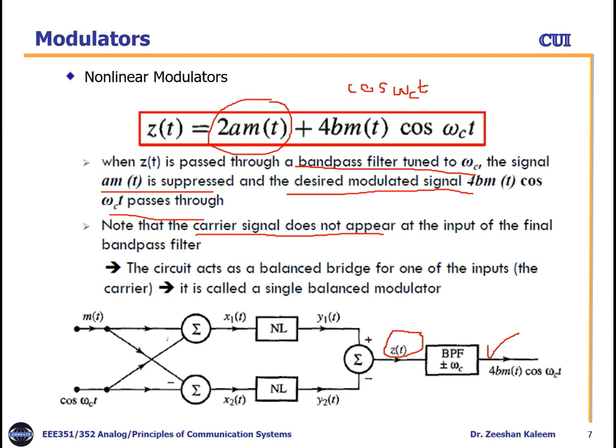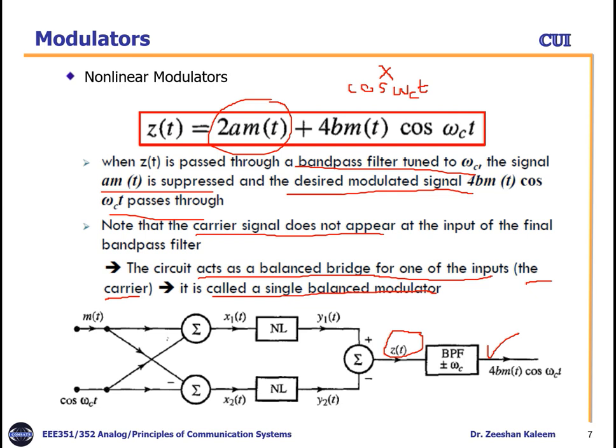So as cos omega c t does not appear in this Z(t) equation, this circuit acts as a balanced bridge for one of the inputs. When the input doesn't appear at the output, it is called a balanced bridge. But here it is balanced for one of the inputs, which is the carrier, because here the carrier doesn't appear at the input of the band pass filter. So it is called a single balanced modulator. You understand now why it is called a single balanced modulator?